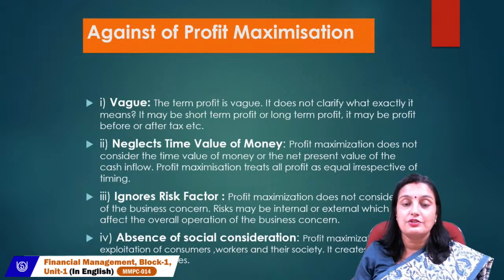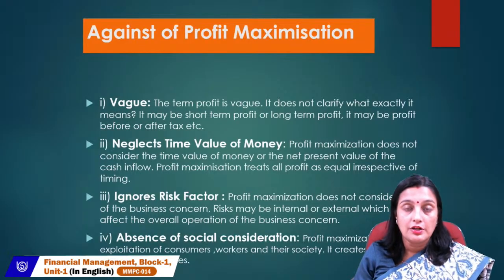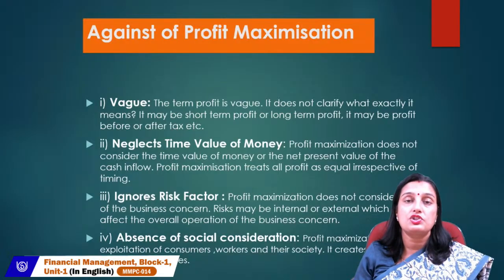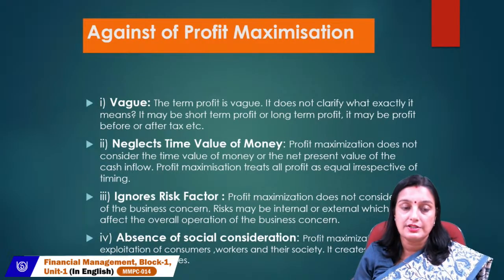The fourth point is absence of social consideration. Profit maximization implies exploitation of the consumers, workers, and society. It creates immoral and unfair practices. I have already told you just now, sometimes businesses and organizations, for making more profitability and increasing the profitability, do not give proper compensation or proper remuneration to their employees. They try to hide income from their taxation policy. So these are the social considerations absent in profit maximization.